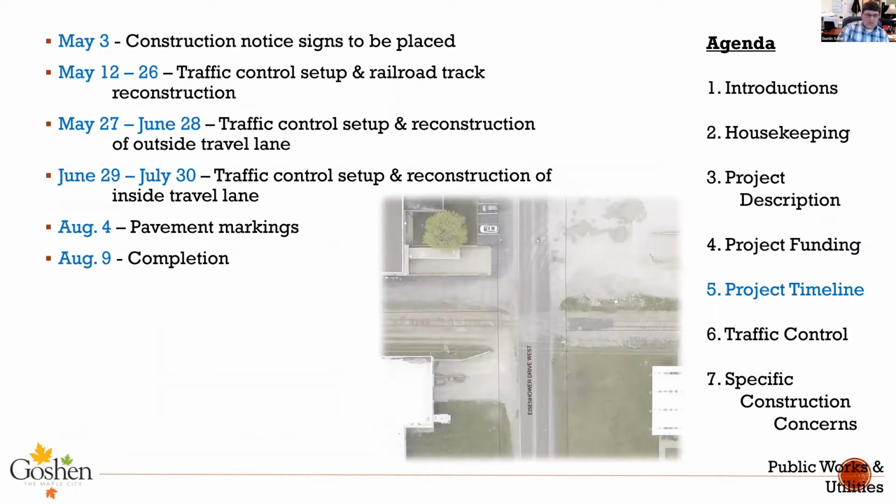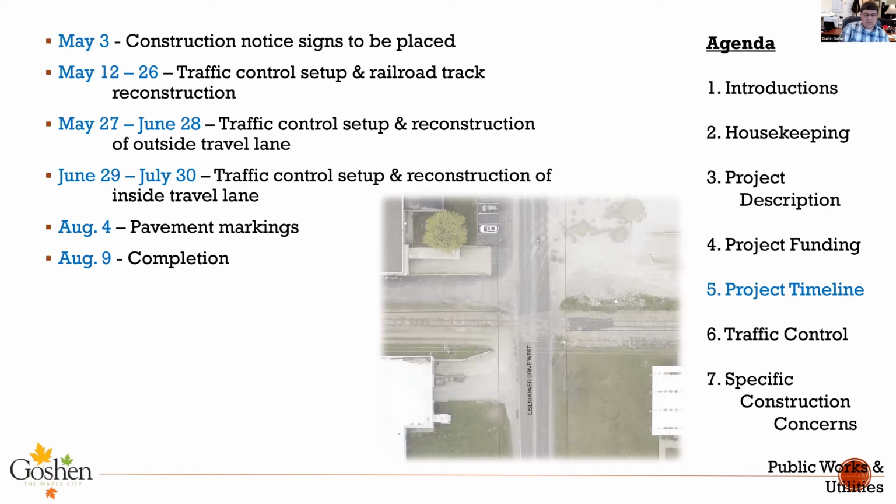So the timeline for this project, you'll be seeing construction notice signs being placed. We want to provide some advance notice for your employees, truck drivers, and anybody else associated with driving through this corridor. They'll be notifying you that the construction will be starting. Right now, we anticipate that traffic control will be set up in and around May 12th. And the first setup here will be for the railroad track reconstruction, and it's anticipated that'll last through May 26th.